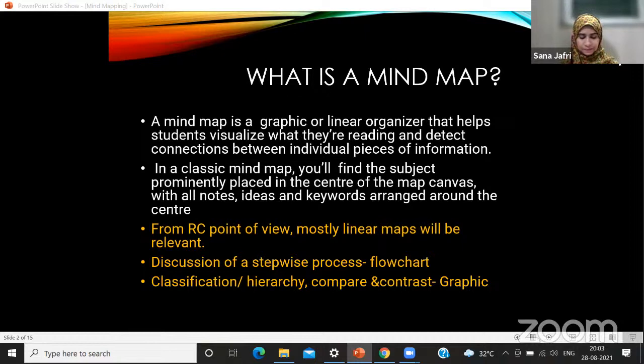All right. Chaliye students. So let's understand what exactly is a mind map. See, it's just a graphic or a linear organizer. Something that helps you visualize what exactly you are reading, something that helps to understand the key important points of a passage, and it also enables you to establish connections between individual pieces of information.